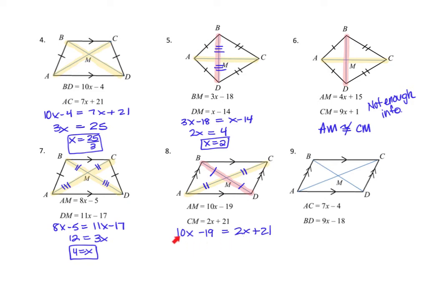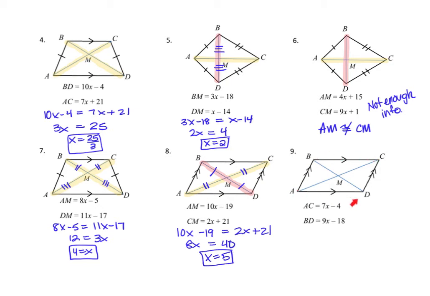Subtract the 2x, so it's over on this side on the left. That will leave us with 8x. Then we're going to add the 19 over, and we get 21 plus 19, and that's going to equal 40. When you divide by 8 on each side, you get an answer of 5 for x.